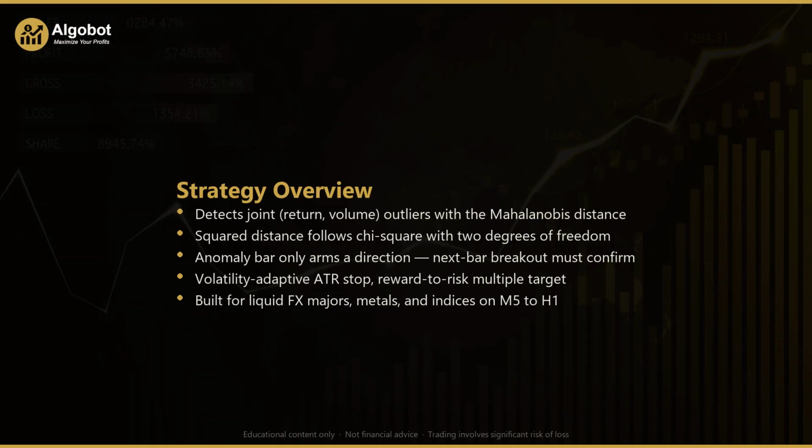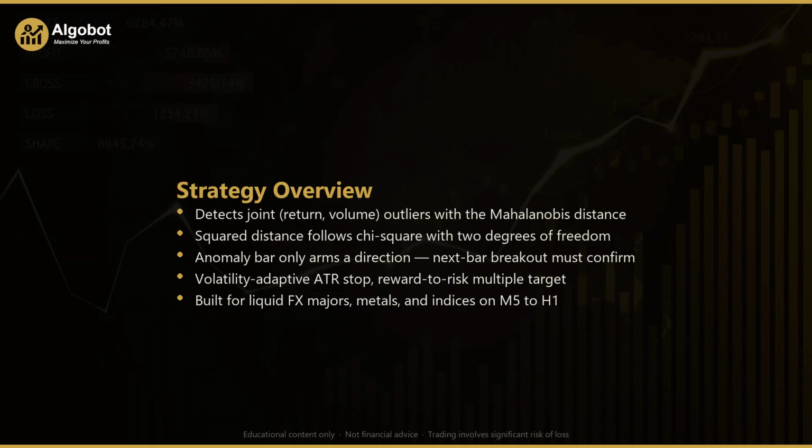That distance folds in the full covariance of the recent market, the variance of returns, the variance of volume, and the correlation between them. A bar only qualifies when its combined return and volume coordinate is a genuine statistical outlier compared with how that market has been behaving lately. The squared distance follows, approximately, a chi-square distribution with 2 degrees of freedom, which is why the default threshold sits near 9, roughly a joint 3 sigma event.